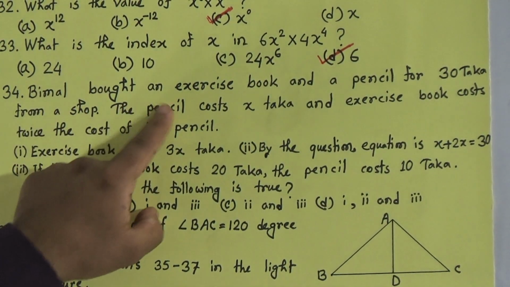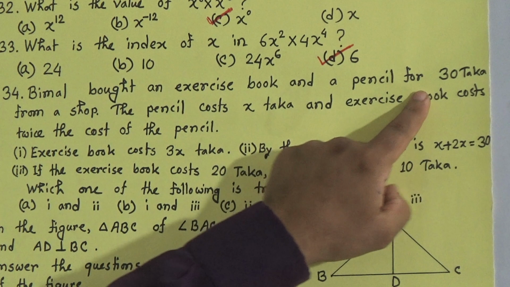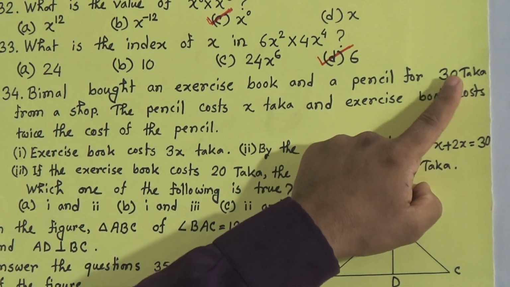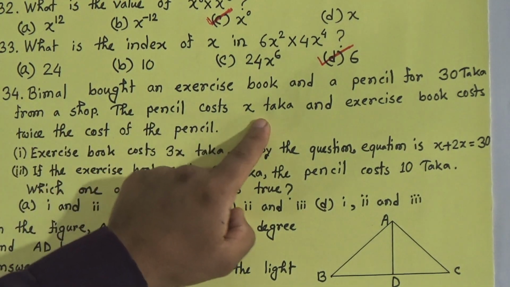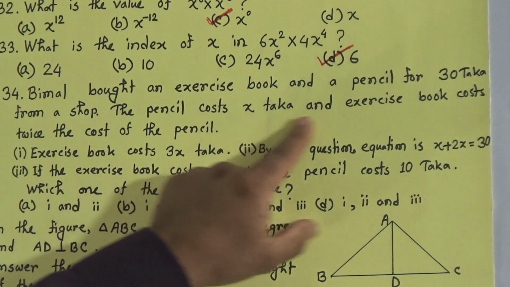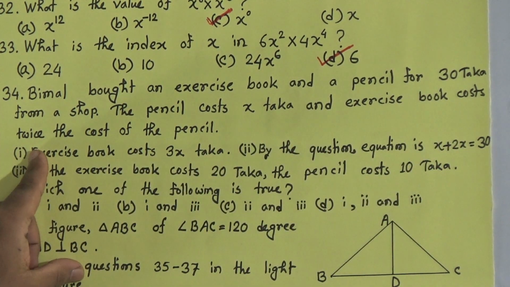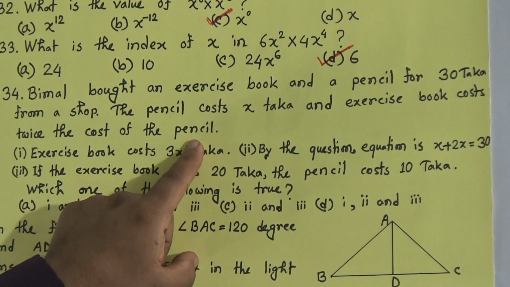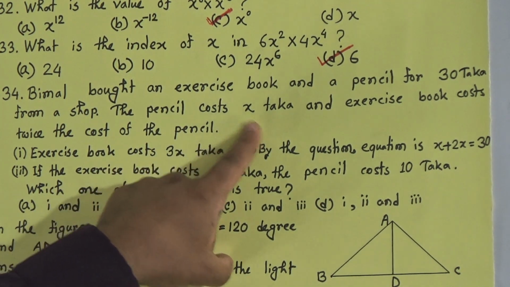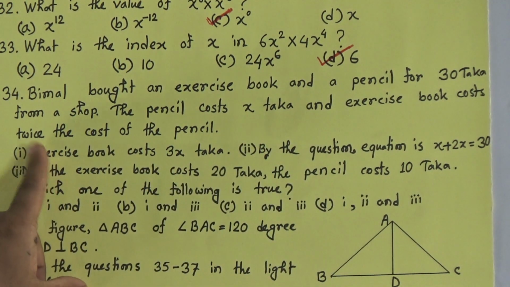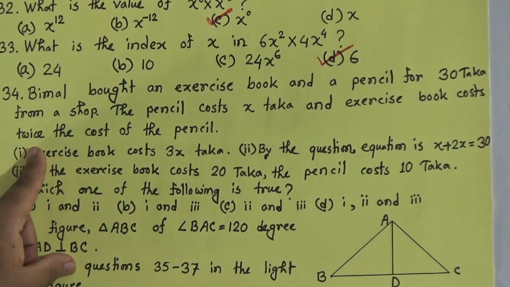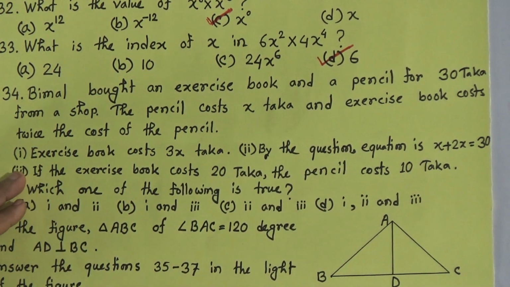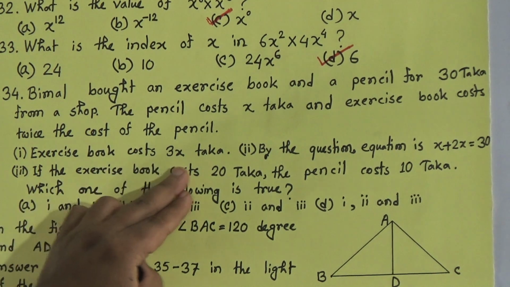Question 34 is, Bimal bought an exercise book and a pencil for taka 30 from a shop. The pencil's cost is x taka, and the exercise book costs twice the cost of the pencil. That means the pencil's cost is x taka and the exercise book's cost will be twice x, because it is twice the cost price of the pencil. Okay. Activity 1 is exercise book cost thrice x taka.